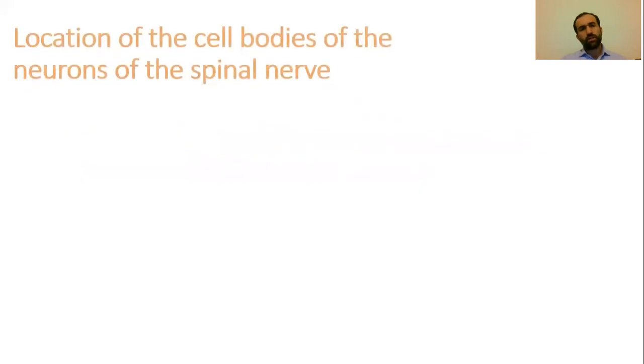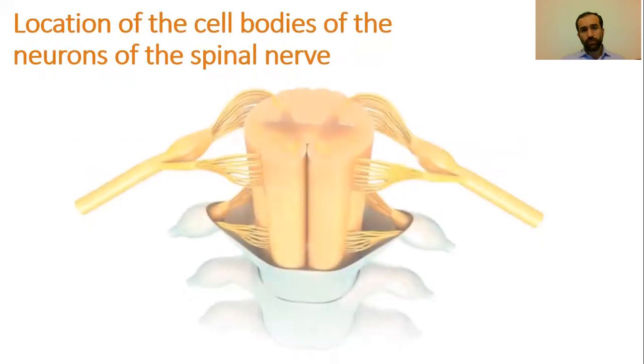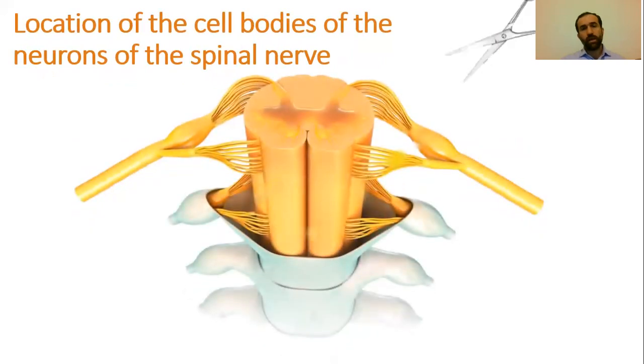Now, I will start by the location of the cell bodies of the spinal nerve, all of it, by making a section in this part. I have to remind you of something that you took last year. The cell body, which is the part of the neuron that contains the nucleus of the cell, is the part of the cell that is responsible for the life of all the cell. It is the part that contains the life center of the cell.